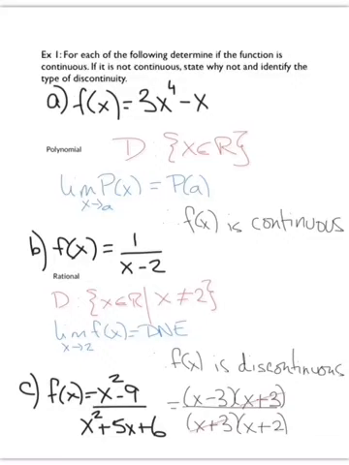And so the limit of f of x as x approaches negative 2 doesn't exist. The limit of f of x as x approaches negative 3 is 0. So f of x is discontinuous.